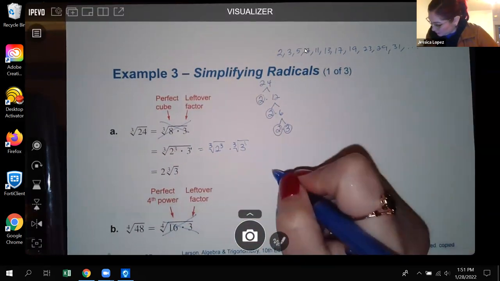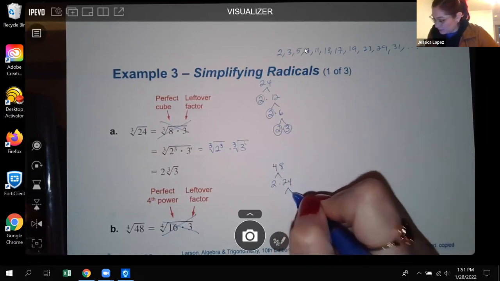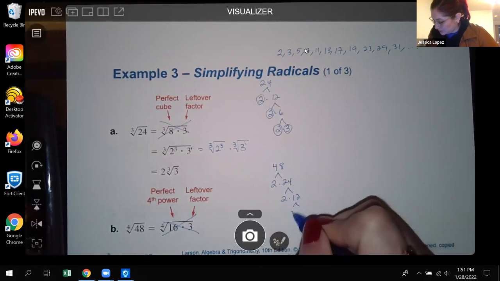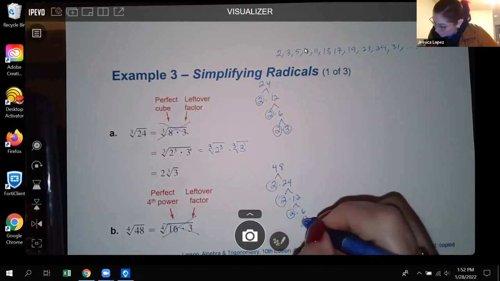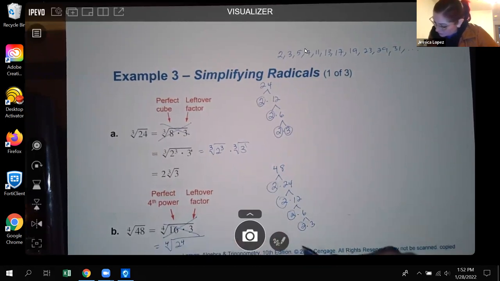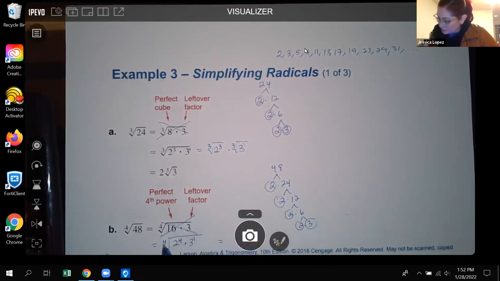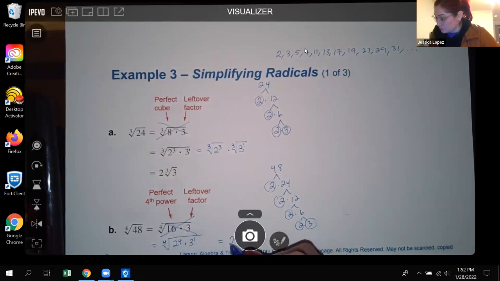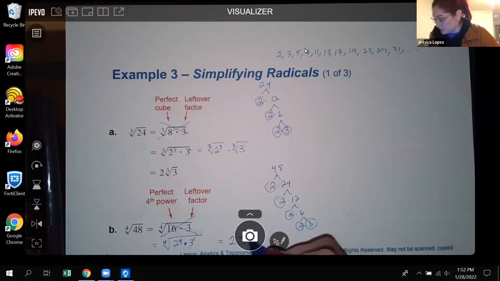Now 48 though, it is even, so I'm going to divide by 2, and I've already done 24, so I know exactly what that's going to look like, right? So I get 1, 2, 3, 4 twos. This is 2 to the 4th times just 3 to the 1. So I know this 4 is going to cancel that 4, so the 2 will come out. Here, though, the 4 and the 1 will not cancel out, so I will still have the 4th root of 3.